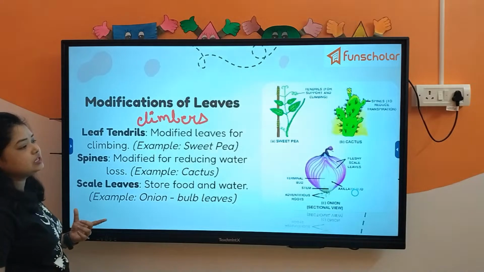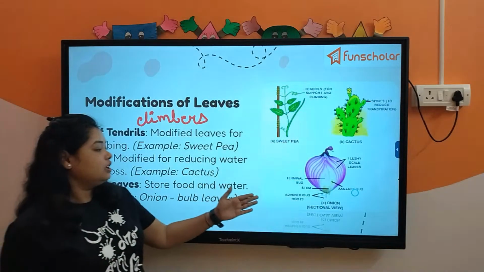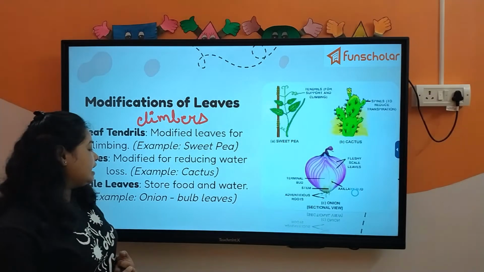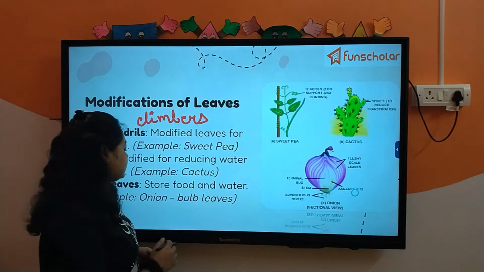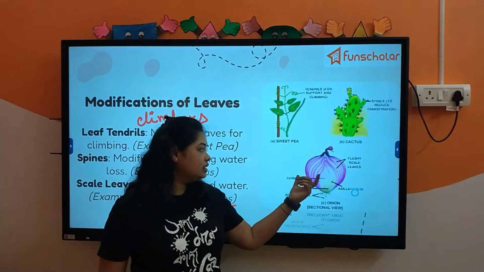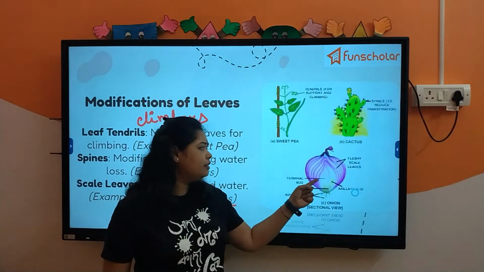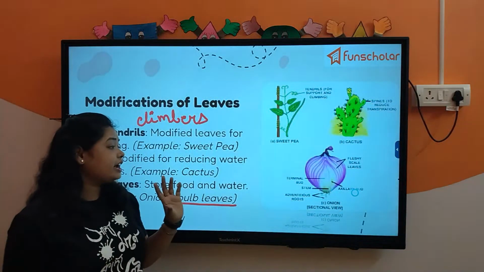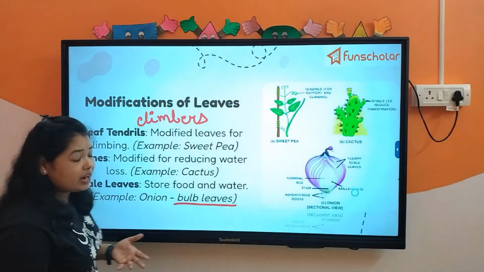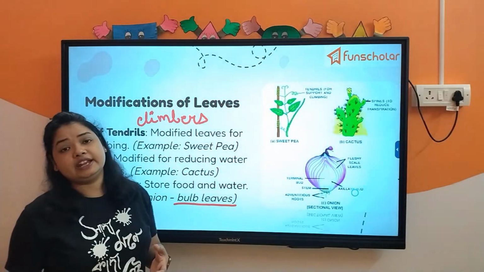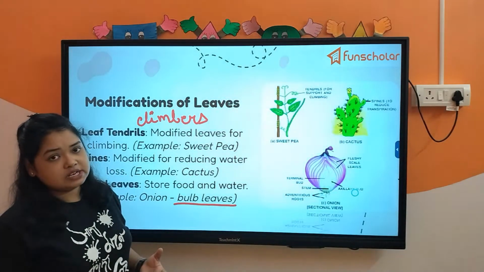And then come the scale leaves. The scale leaves, in case of the onion, you can see here, they store food and water, and they are also known as the bulb leaves in case of the onion. All the layers of the bulb are actually the modified scale leaves of the onion, which are fleshy because they contain the food and the water.